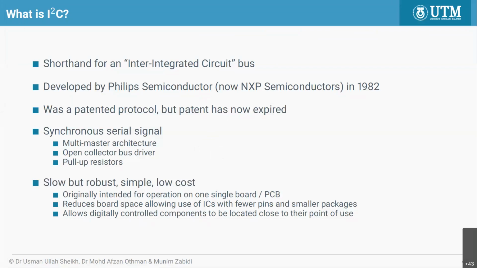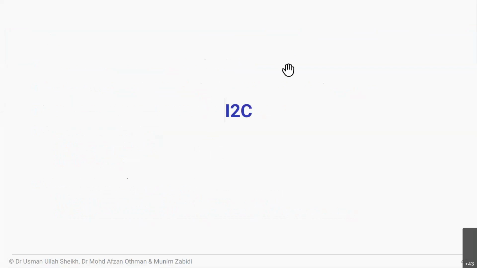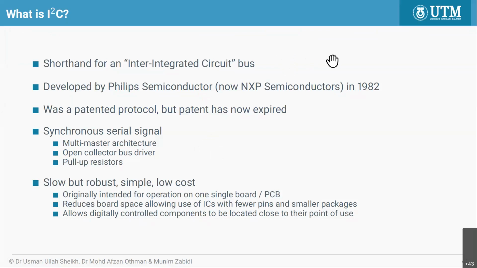What to do? Okay, so I2C is shorthand for integrated circuit. It was developed by Philips for use in TV originally, and was a patented protocol but the patent expired. The main characteristic of I2C is that it is synchronous serial, which means it's totally different from UART or RS-232.